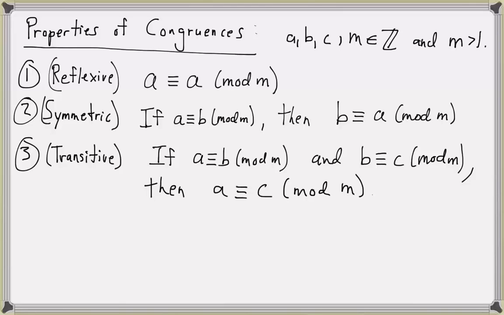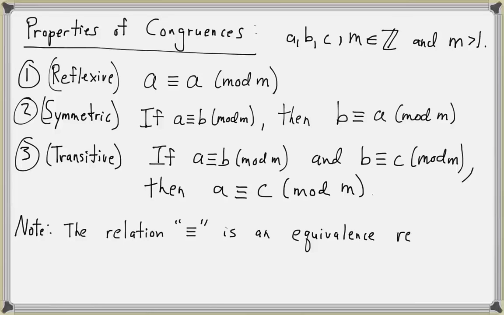So these three properties of congruences make this relation an equivalence relation. So the relation "is congruent to" is an equivalence relation. So let's prove these three properties.